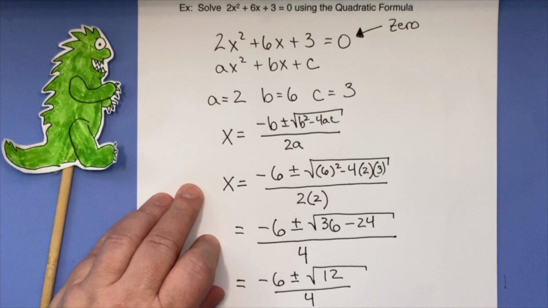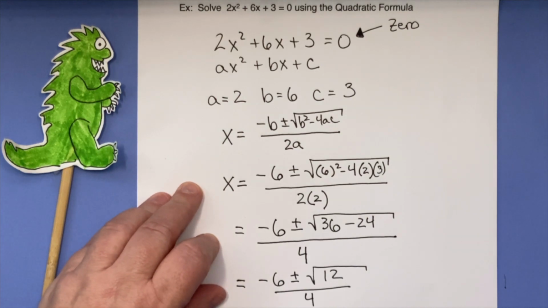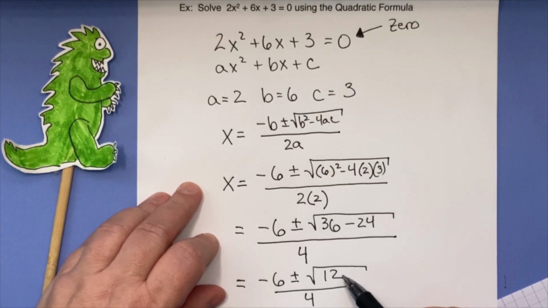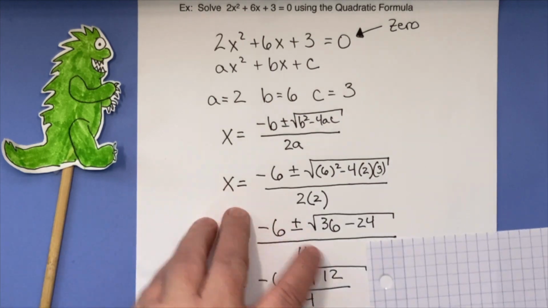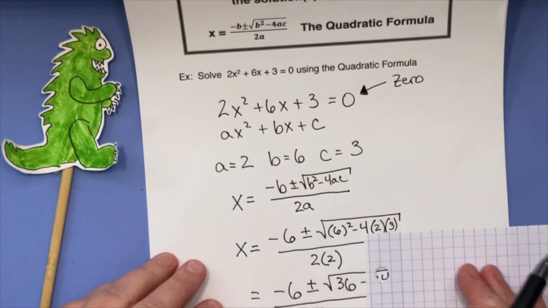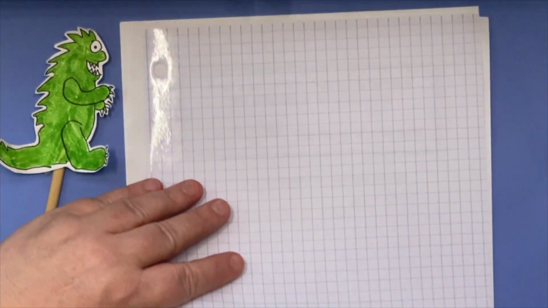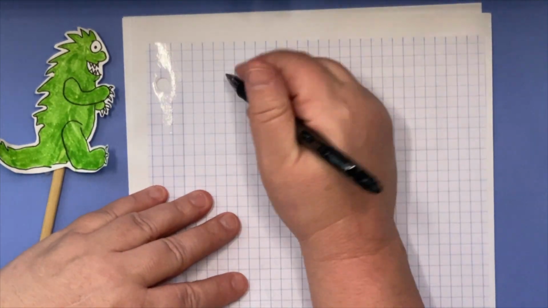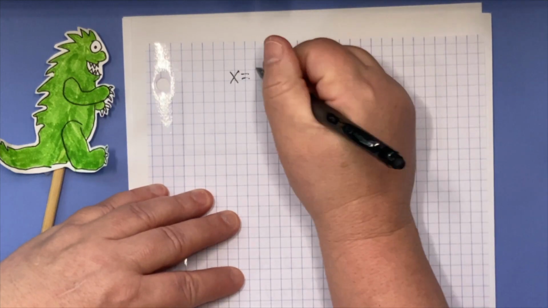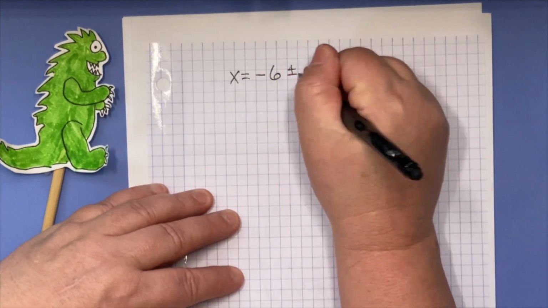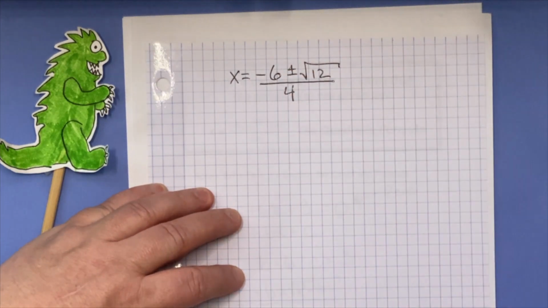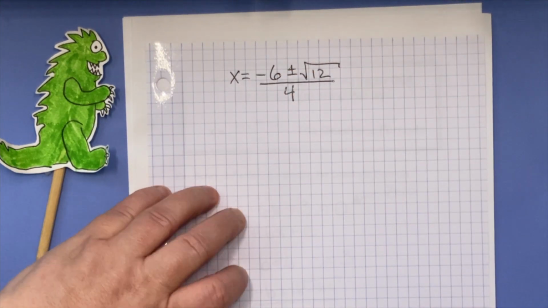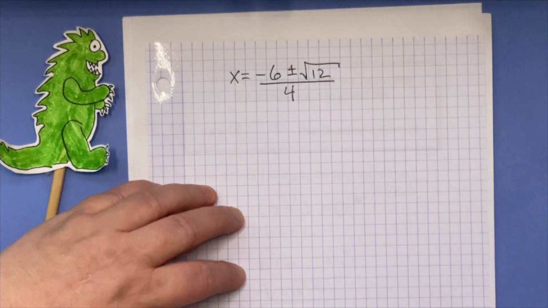And now the problem comes up that we have something in a square root right there that isn't nice. It's not a perfect square. So we're going to have to simplify it. So I'm going to go ahead and write this down on the next page, and then we'll continue there. So the answer we just were working with was that x equals the opposite of 6 plus or minus radical 12 all over 4.